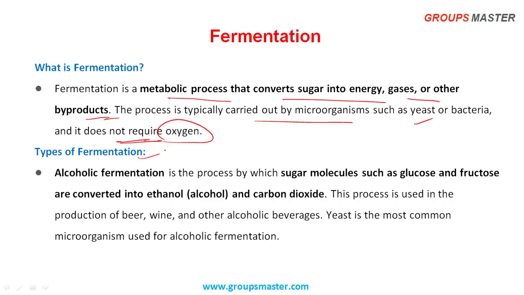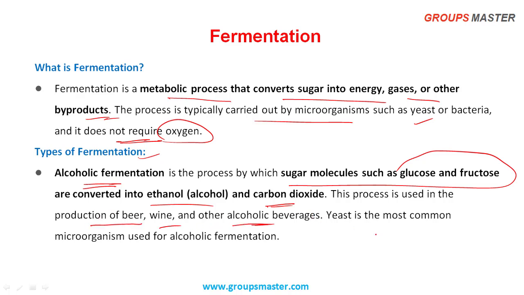Let us see types of fermentation. The first one is alcoholic fermentation. This is the process by which sugar molecules such as glucose and fructose are converted into ethanol, that is alcohol, and carbon dioxide. This process is used in the production of beer, wine and other alcoholic beverages. Yeast is the most common microorganism that is used for alcoholic fermentation.